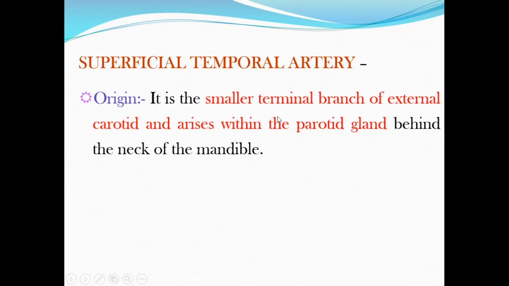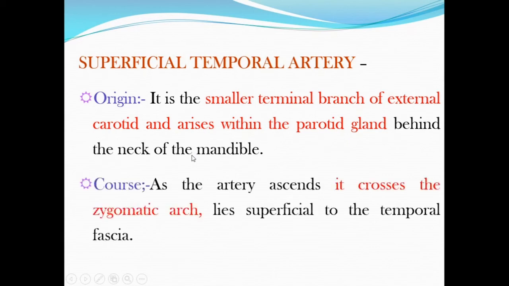The superficial temporal artery is the smaller terminal branch of the external carotid artery. This termination of the external carotid artery is within the parotid gland, behind the neck of the mandible. As the artery ascends, it crosses the zygomatic arch and lies superficial to the temporal fascia.